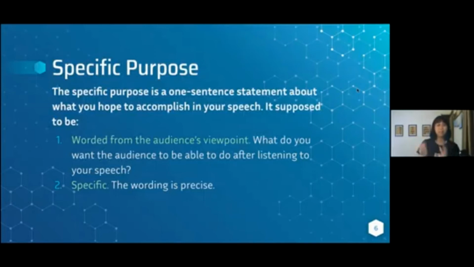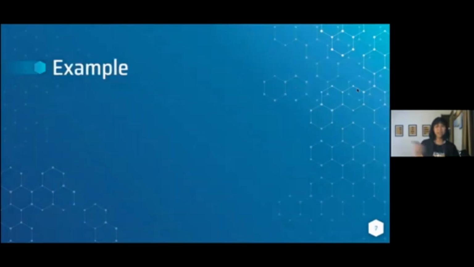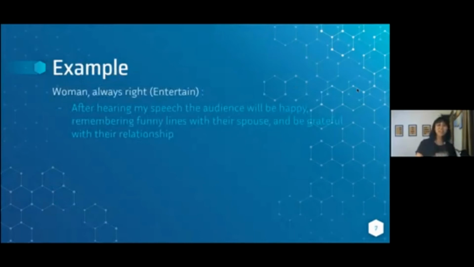Number 3, it's attainable. It means something realistic and possible to achieve. So look at your time, look at the audience, look at what you have. The goal must be attainable, a specific purpose that is realistic and possible to achieve. So then, examples. "Woman Always Right." After hearing my speech, the audience will be happy. So I did not intend to intimidate you.